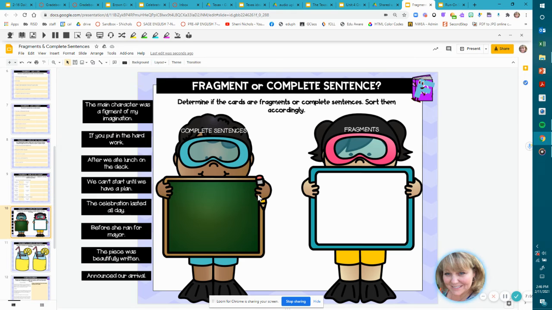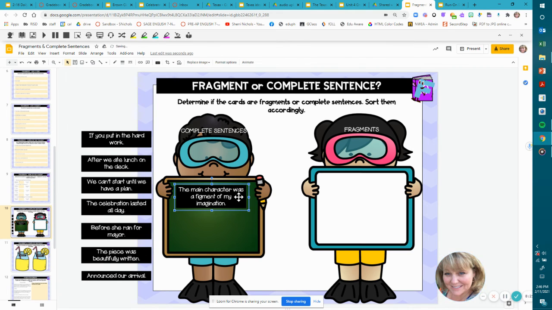Let's look at this one. This is sorting. Determine if the cards are fragments or complete sentences and sort them. Complete sentences will go in this column and fragments will go over here. "The main character was a fiction of my imagination." So we have the subject, main character, and was, that's your verb. So you can just put it here. You're just going to sort these in the pile that they belong in.